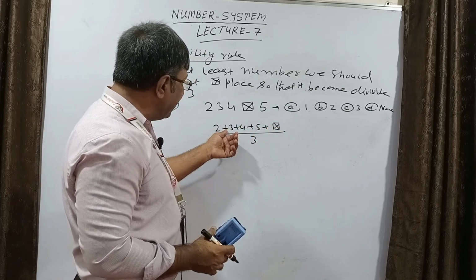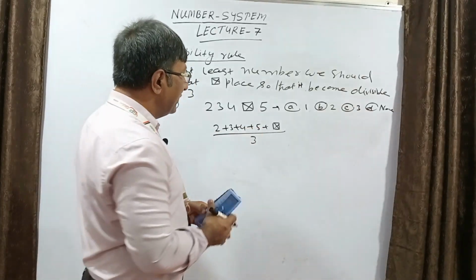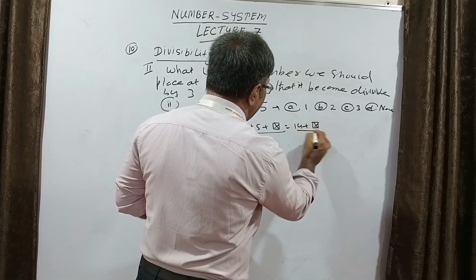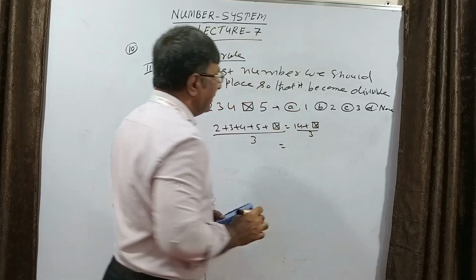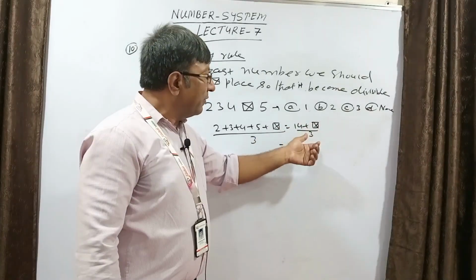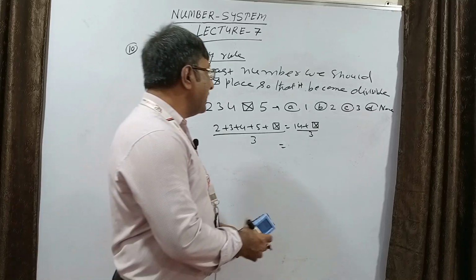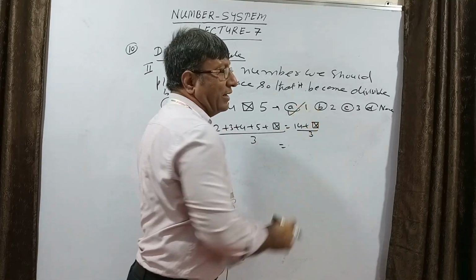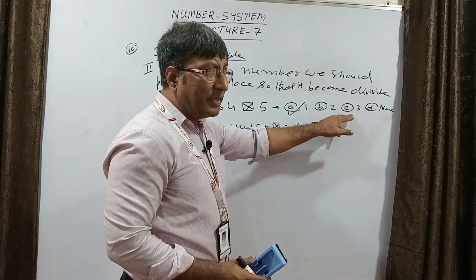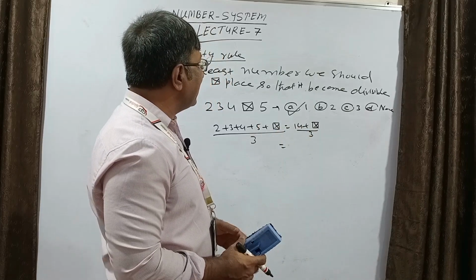So 5 plus 4 is 9, 9 plus 5 is 14. So this is 14 plus the star place, divided by 3. Now we will check from the options: 14 plus 1 is 15, and 15 by 3 is 5. So 15 is divisible by 3, it is my correct answer. We check for 2: 16 is not divisible. For 3: 14 plus 3 is 17, not divisible. So our correct answer is 1.